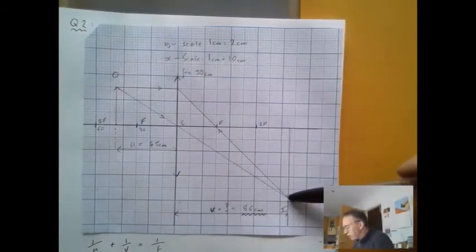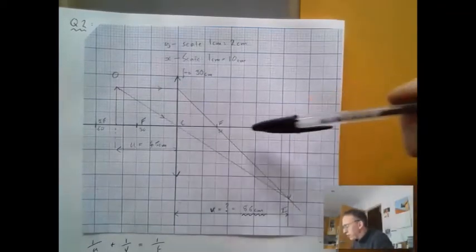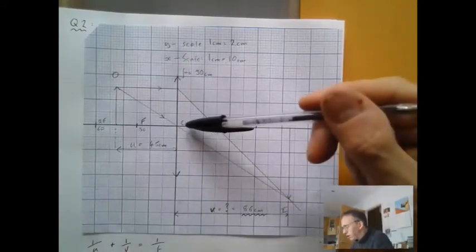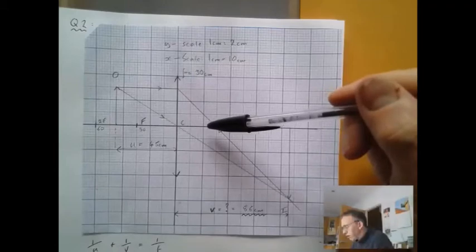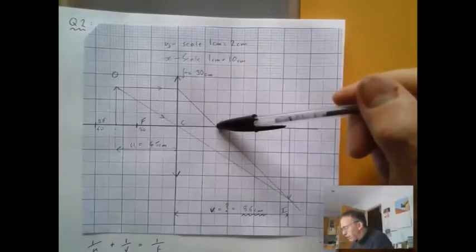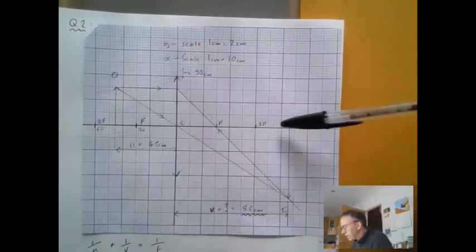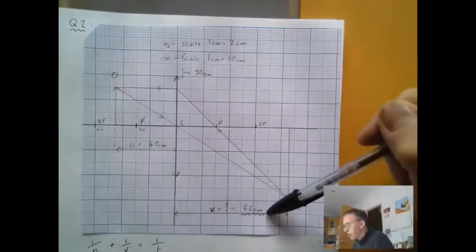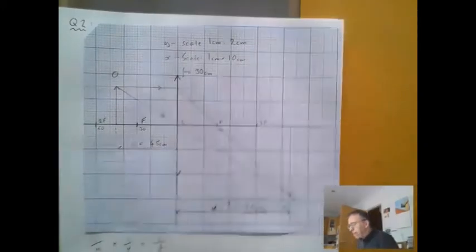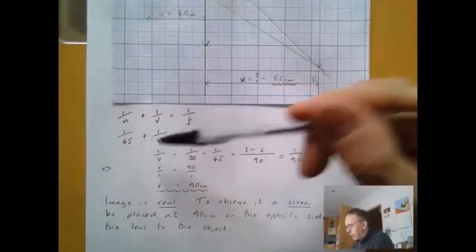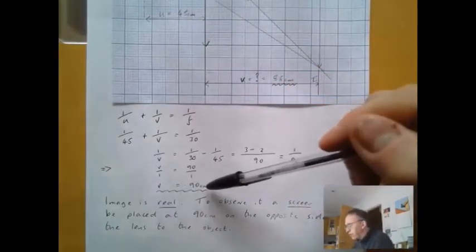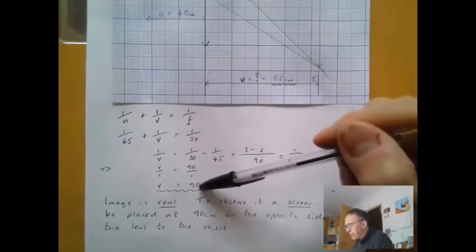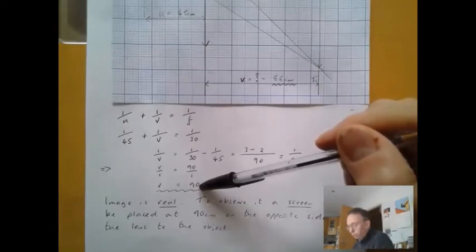My image appears to be real. And if I actually measure the image distance, 10, 20, 30 centimeters, 40, 50, 60, 70, 80, 82, 84, it's at 86 centimeters, according to the diagram. Then I do the calculation, and the calculation tells me v equals 90 centimeters. So the ray diagram value and the calculation value are in fairly good agreement.